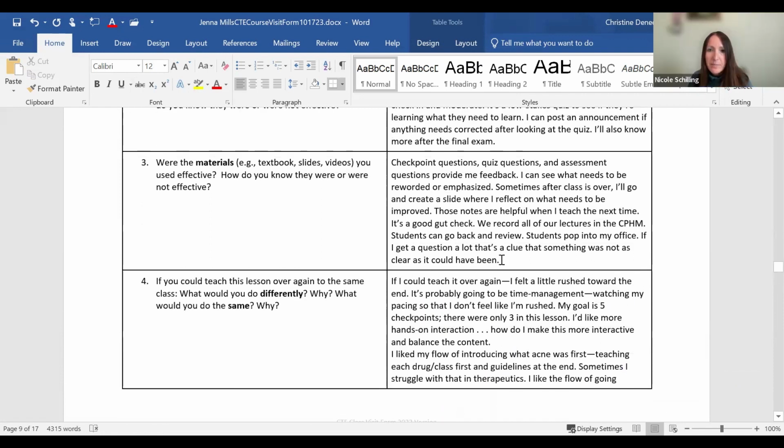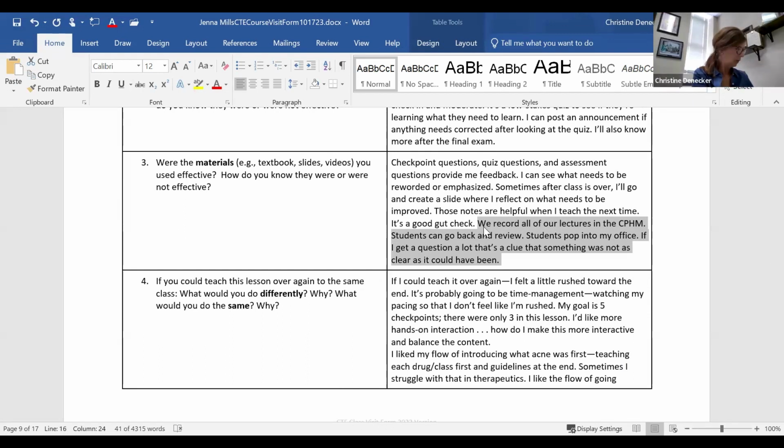It's right there. Yeah. Yep. We record all of our lectures. Students can go back and review. And we're also going to put that she brings up her office hours too. Mhm. We're gonna put that one back in resources.